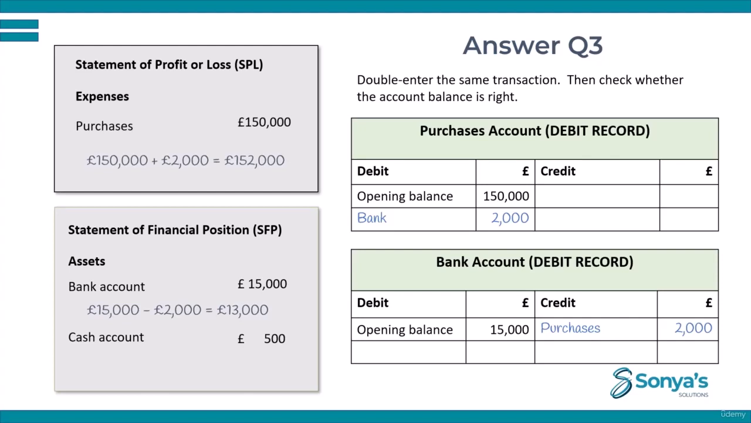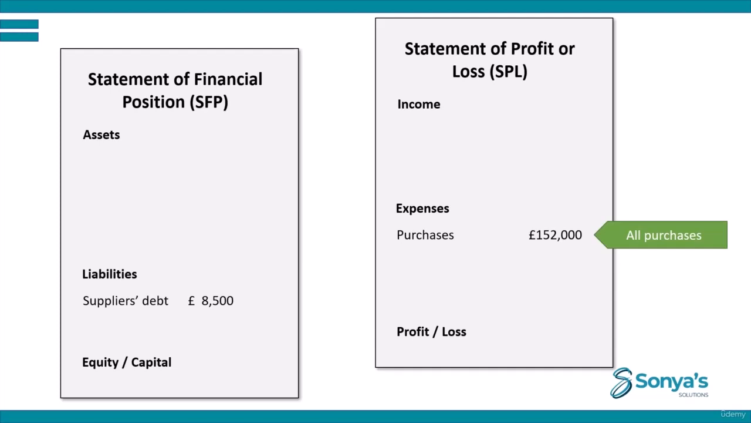Let's do our good practice checks. We have two balancing entries, one debit and one credit. To calculate the balance on the purchases account, we add up the debit entries. The total is £152,000. To calculate the balance on the bank account, we deduct the credit entry from the debit entry. The total is £13,000.